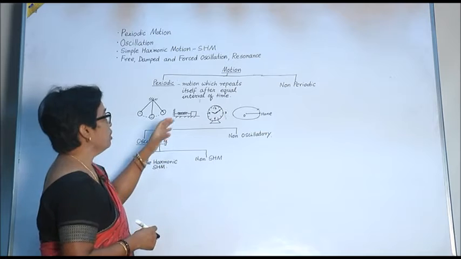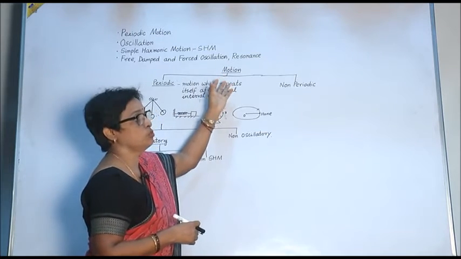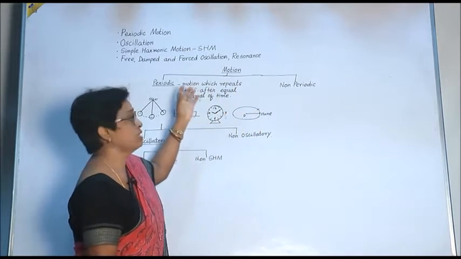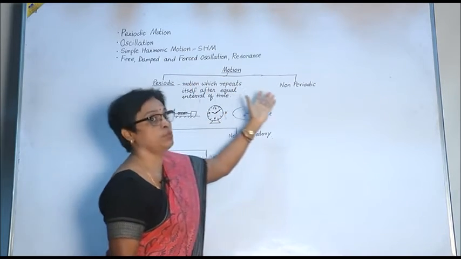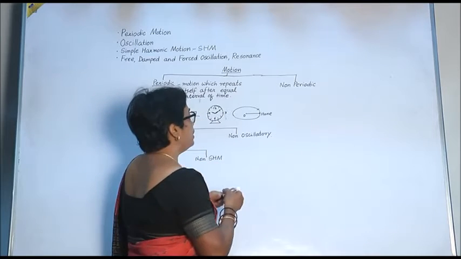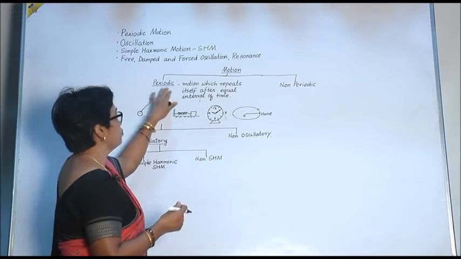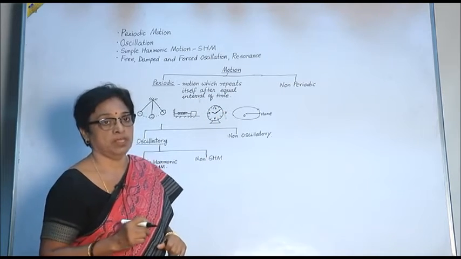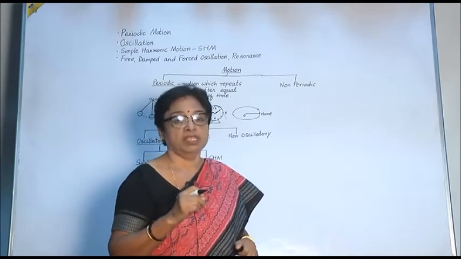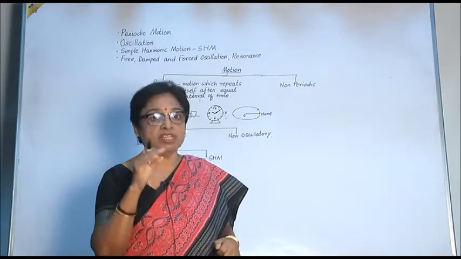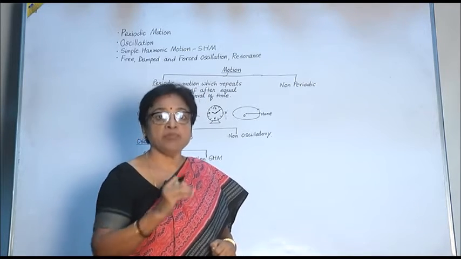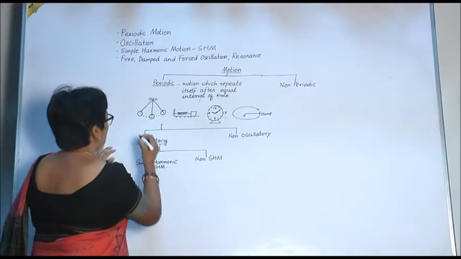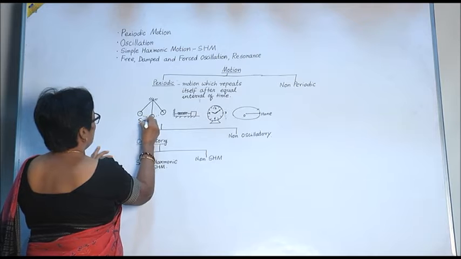Periodic motion. You already know about different kinds of motions. I can segregate them into two classes, periodic motion and non-periodic motion. A periodic motion is a motion which repeats itself after an equal interval of time. That means the same thing is repeated after a certain interval of time, the same path is repeated by the body. For example, the case of a simple pendulum.